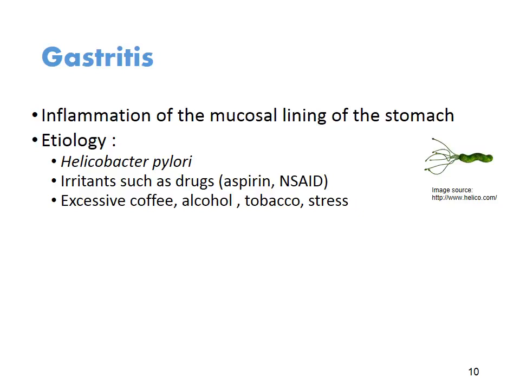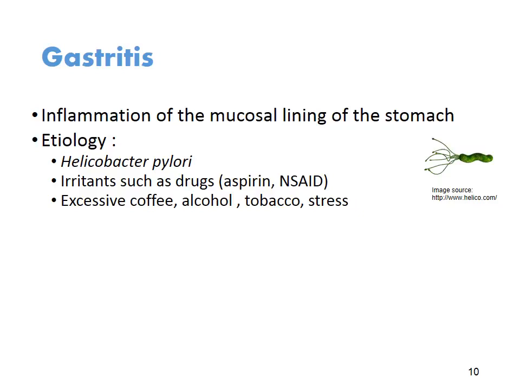Now we move on to the stomach. Gastritis is a condition where the mucosal lining of the stomach becomes inflamed. There are a number of possible causes of gastritis. The most common cause is a bacteria known as Helicobacter pylori. This is a spiral-shaped bacteria that infects the stomach.